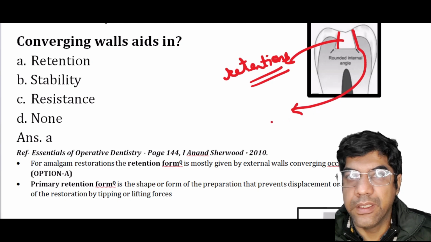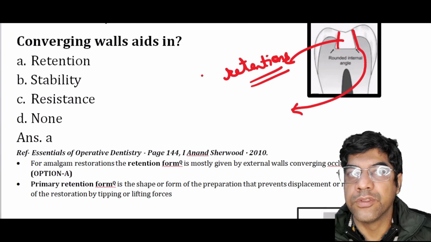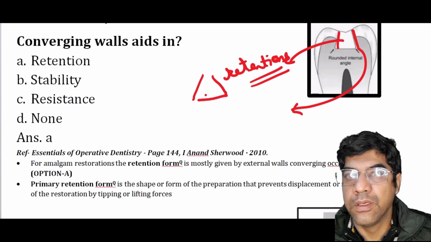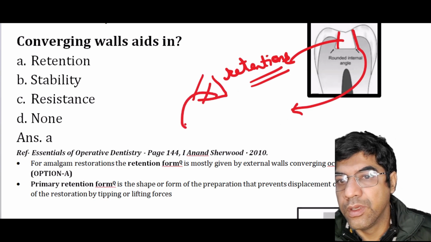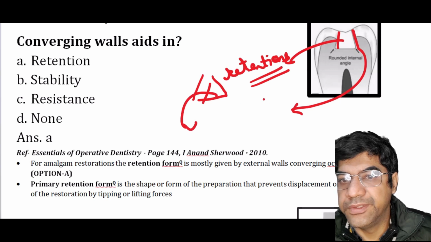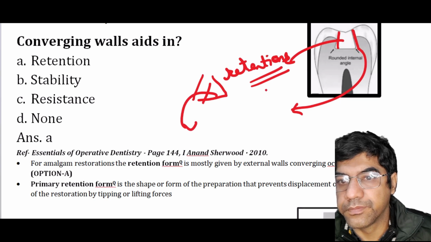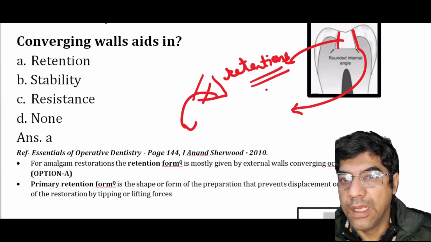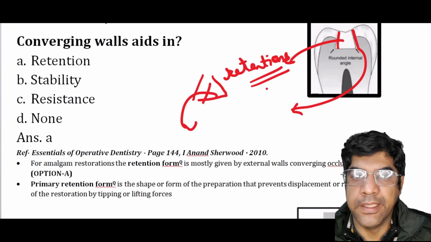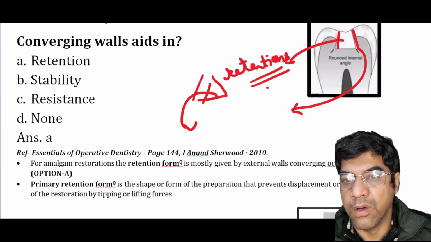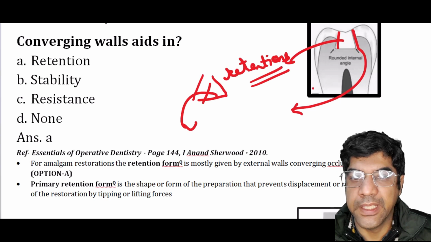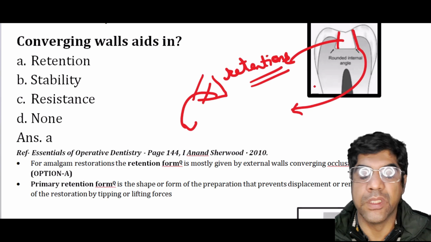So this design helps in preventing the displacement or removal of the restoration by tipping or lifting forces. So the converging wall helps in creating the necessary retention for the restoration.